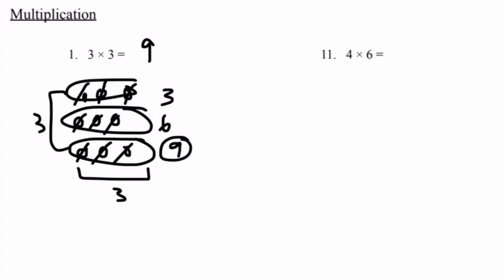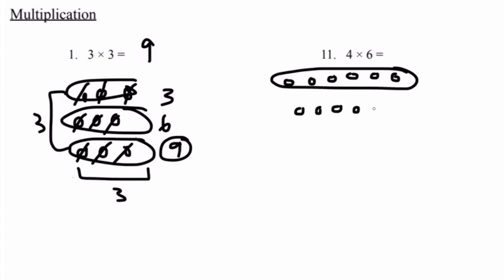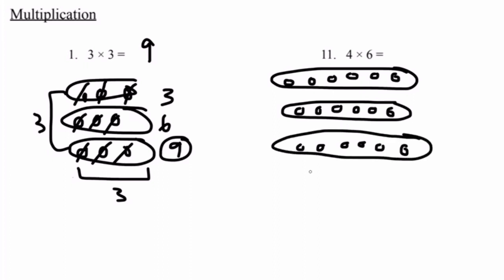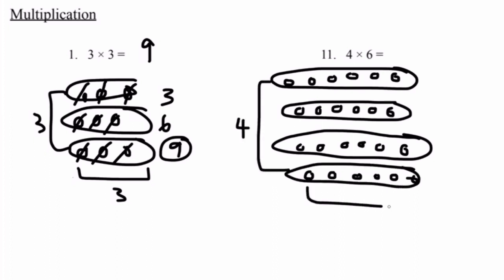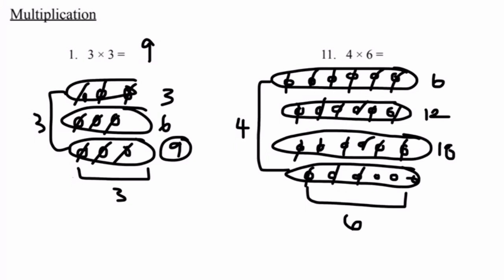Number 11, 4 times 6. 4 times 6 can also be referred to as 4 groups of 6. Let's draw it out. We now have a total of 4 groups of 6 circles. Now let's add it all together to find our final answer: 1, 2, 3, up to 24. Therefore, our final answer for 4 groups of 6, or 4 times 6, equals 24.